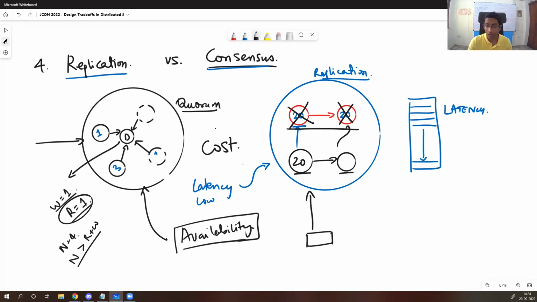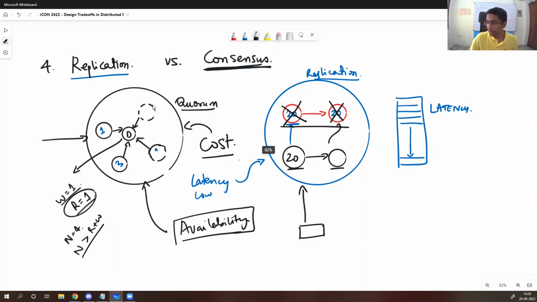The network calls are a bit of a problem. You have to make multiple network calls for every read and write request. There is some sort of decision making you have to make. So the cost is high more often when you have some sort of consensus protocol running, some sort of leader election protocol running. Yeah. Okay, so that's perfect.